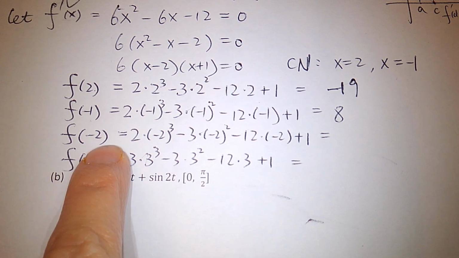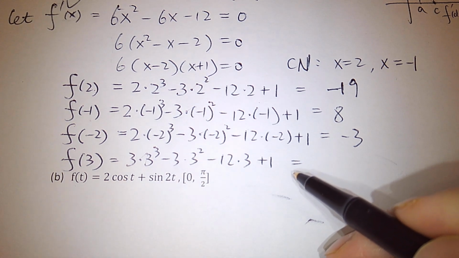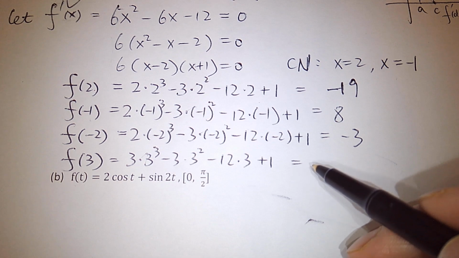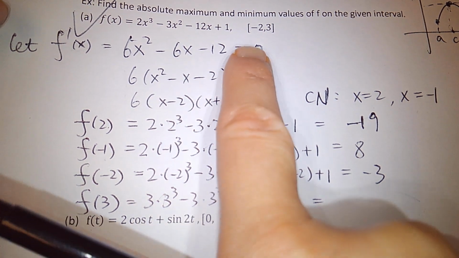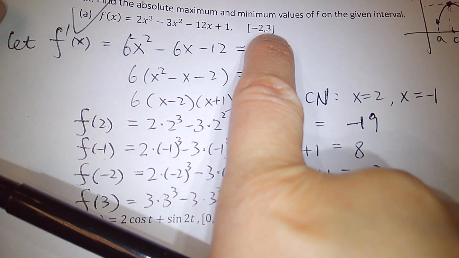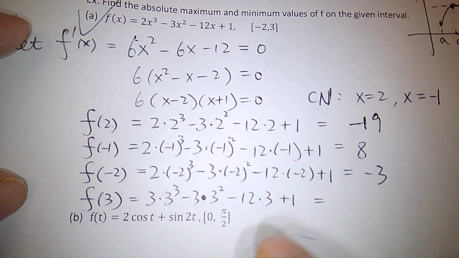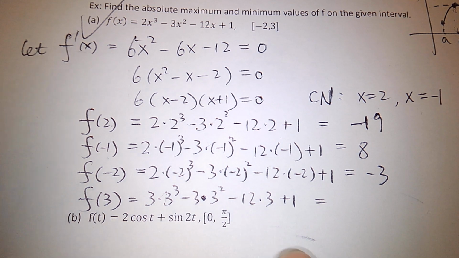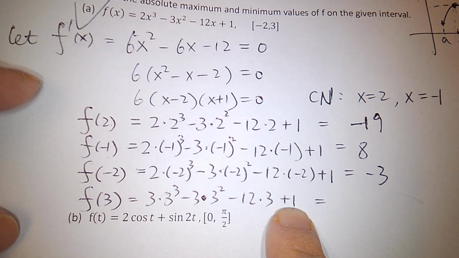So what's your f of negative 2? Have you done? Negative 3? How about f of 3? Negative 8? Is it positive or negative 3? This is 3, positive 3, right? Endpoint, x equals negative 2 or positive 3. So 2 times 3 to the cube minus 3 times 3 squared minus 12 times 3 plus 1. You get negative 8? Yeah.